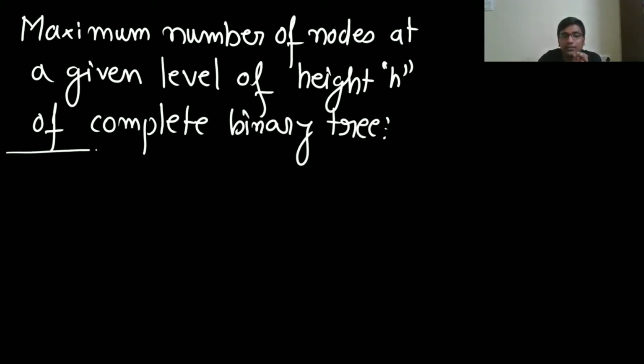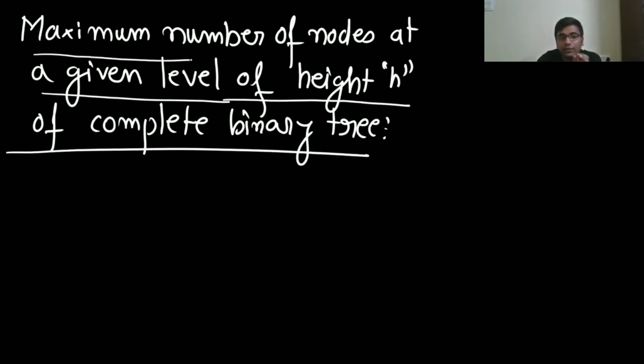I'm asking about the maximum number of nodes at a given level of height h. If the height is 1, if the height is 2, then what is going to be the maximum number of nodes? Okay, so let me take an example.